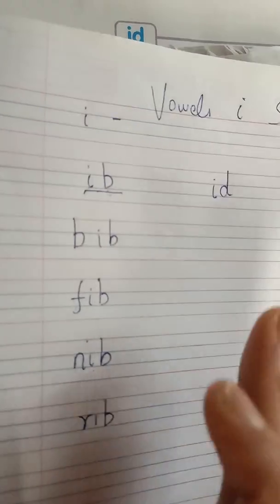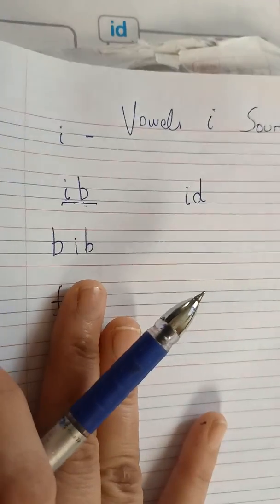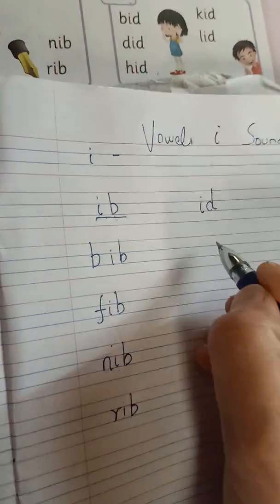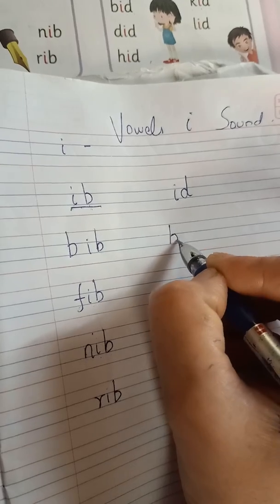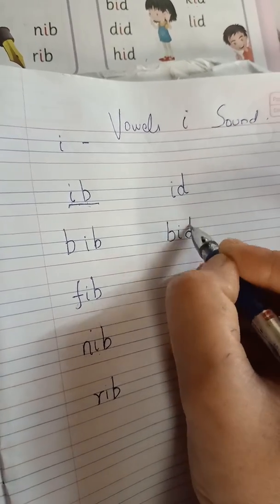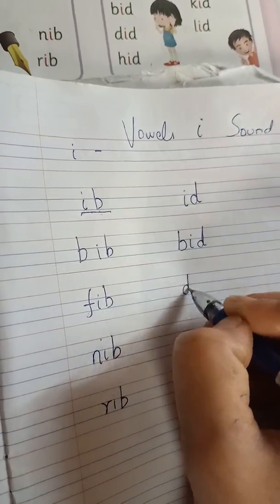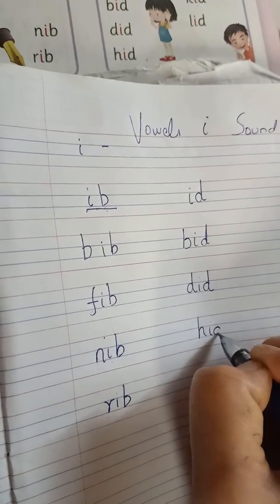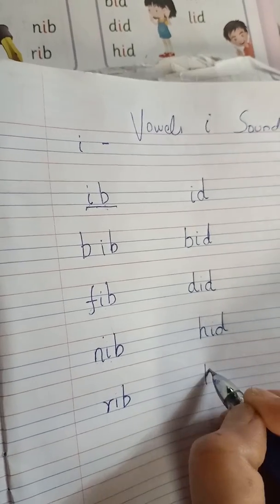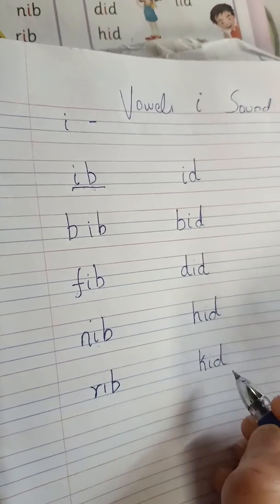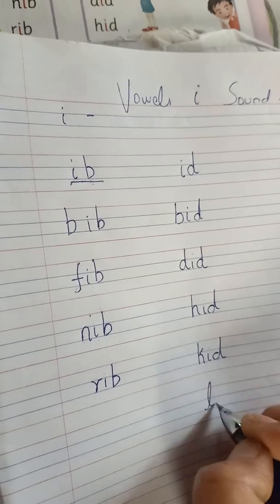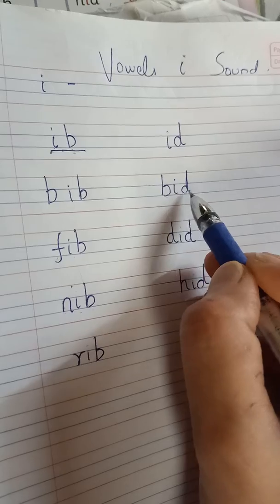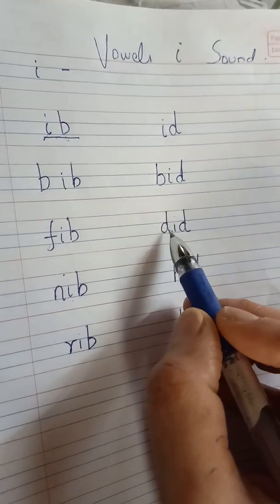Let's write over here. What I am writing, you do not have to write. This is only for explanation that I am writing for you. So it is going to be BID, bid. DID, did. HID, hid. KID, kid. LID, lid.